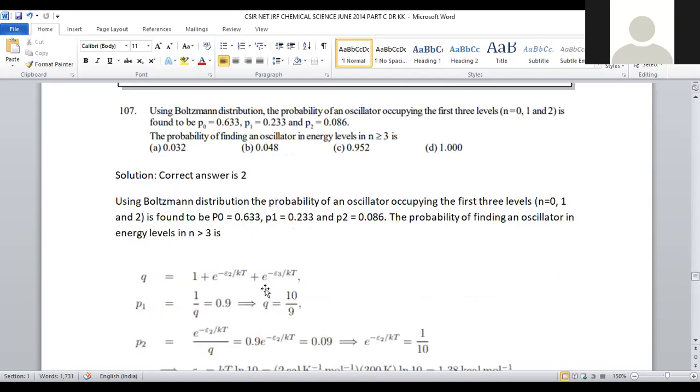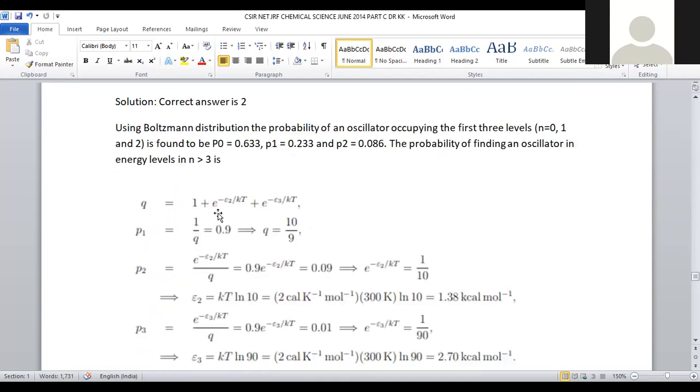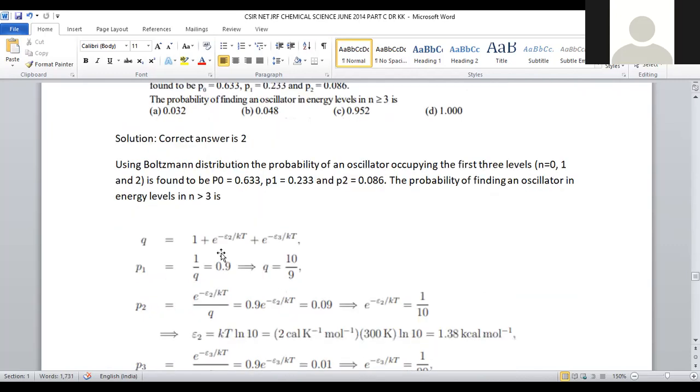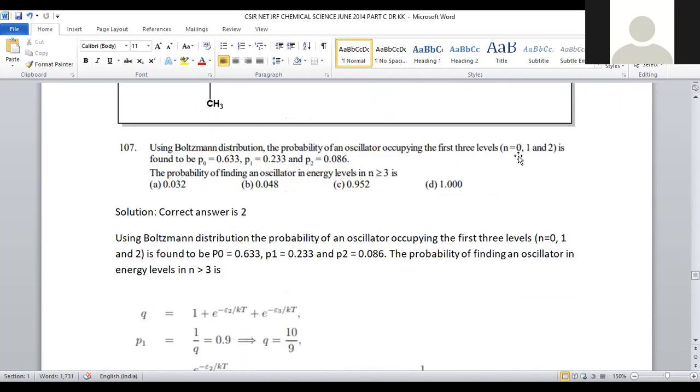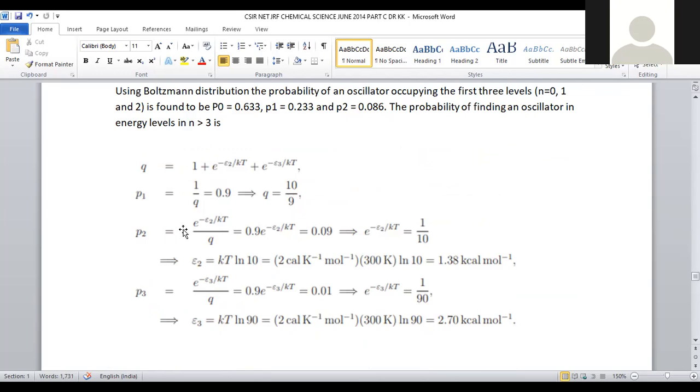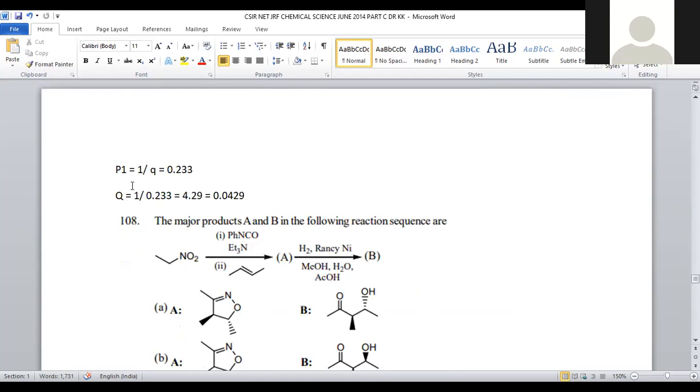So Boltzmann distribution law states that q is equal to 1 plus e to the power minus epsilon 2 by kT plus e to the power minus epsilon 3 by kT. This will be the empirical formula for q. q denotes what? q denotes the partition function. And here we have different levels, oscillating levels are there, P0, P1 and P2. Here is the formula for P1. P1 is equal to 1 by q, in the sense q is equal to 1 by P1.